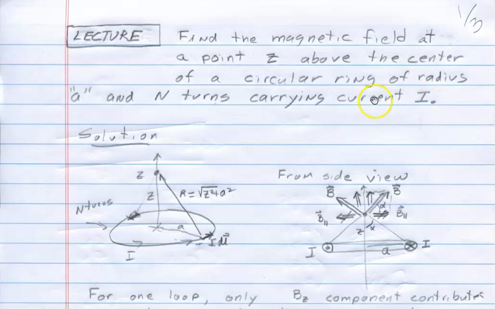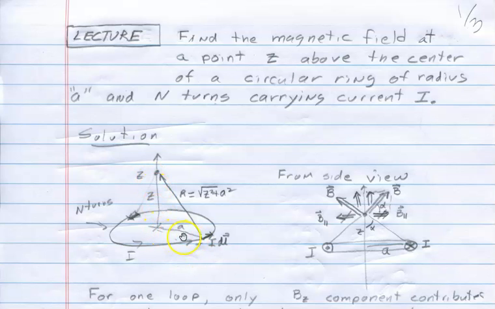So what I have is a circular ring, which I put in the XY plane, and the Z-axis is above it at center, perpendicular to the plane of the loop. I want the field up here at this point, a Z above the center. It really has N turns, but I'm only going to look at one turn, one wrap, so it's like if N were 1, and then I'll put the N back in at the beginning.